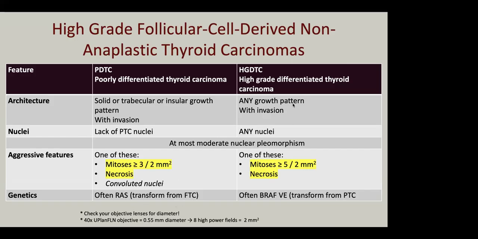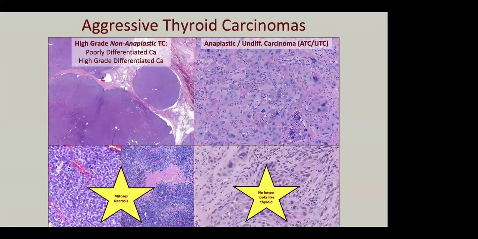High-grade diff is this newer category that arose because poorly diff was not capturing all of the high-grade carcinomas. So what if it didn't have solid growth? What if it had papillary growth, but it had mitoses or necrosis? What if it was like a follicular carcinoma, but it had mitoses or necrosis? These were not captured. We now know that these behave worse, and we now have a method for capturing them.